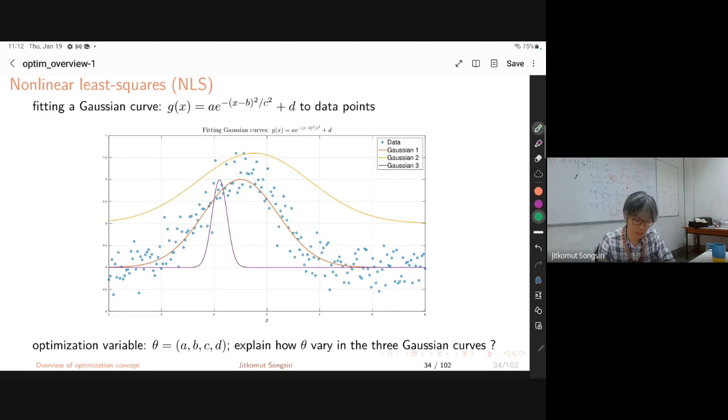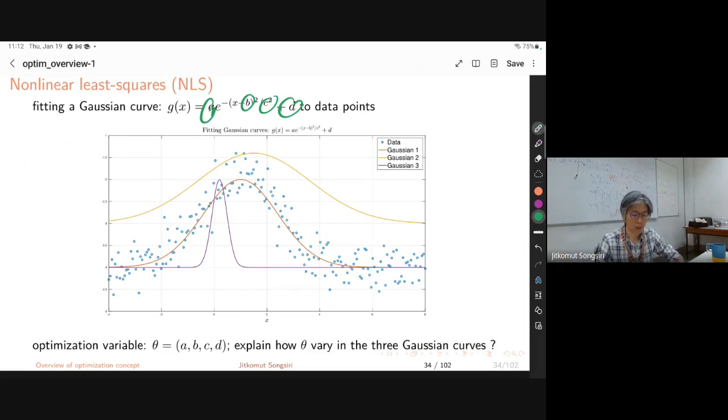So when I change B, what happens? It translates the Gaussian curve on the x-axis. What happens if I change C? If C is bigger, the curve has a wider spread. D shifts the Gaussian curve on the y-axis. A radically increases the magnitude of the Gaussian curve.